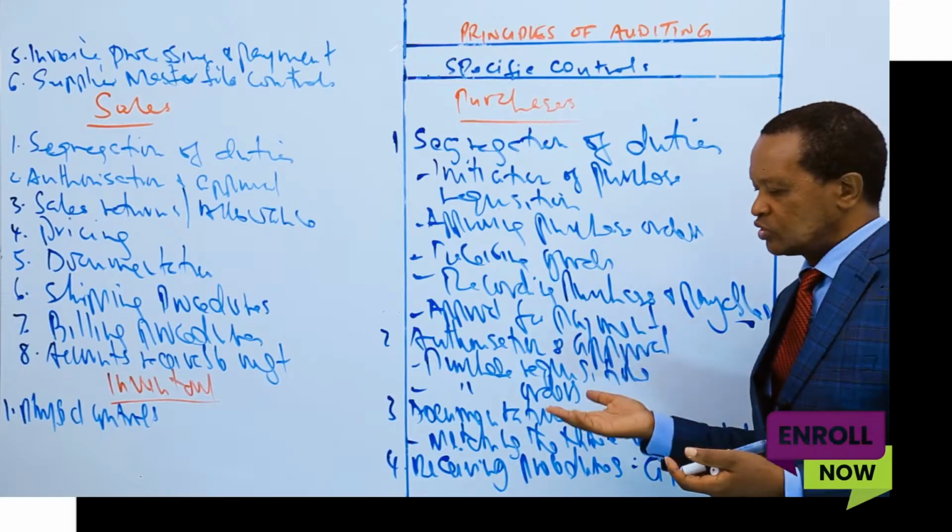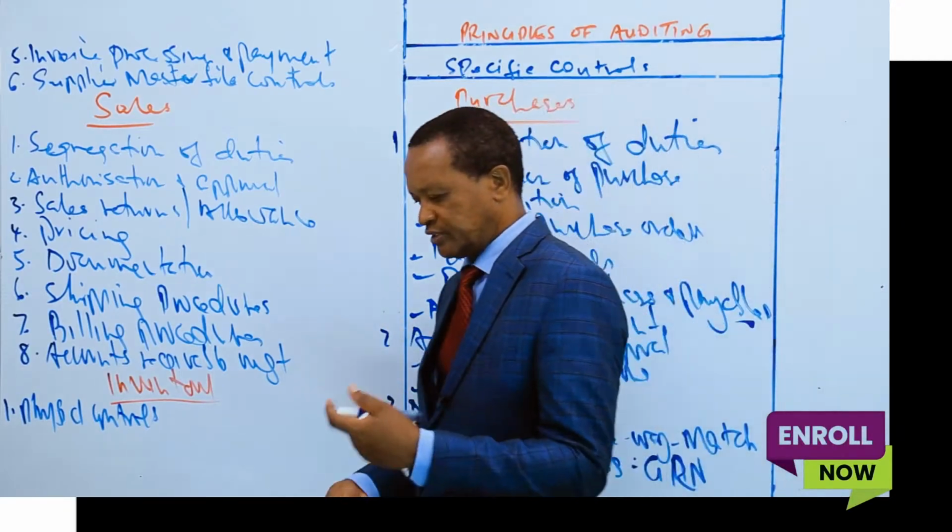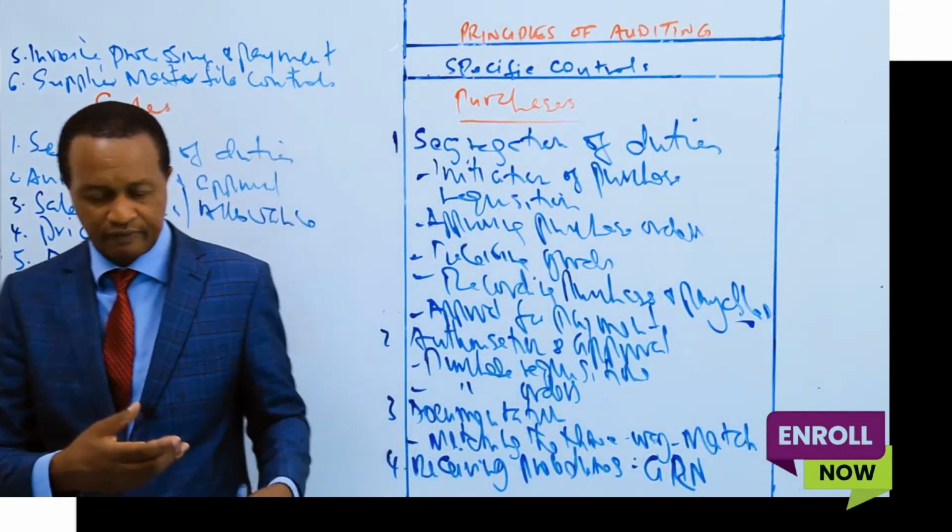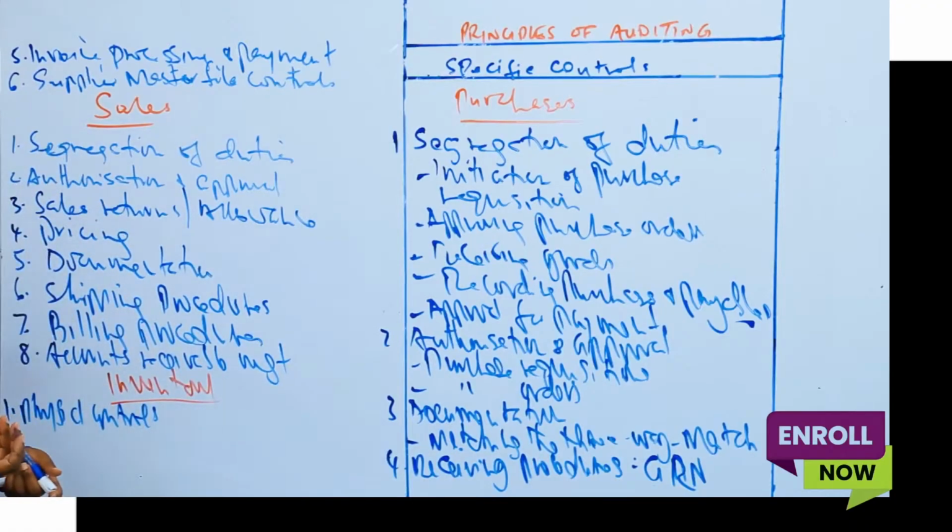Then still under physical controls, you may also have physical counting, stock taking, regular counts, performing periodic physical inventory counts. It could be an annual count or cycle counting, and then reconciling them with perpetual inventory records. So that's the first control over inventory, physical controls.